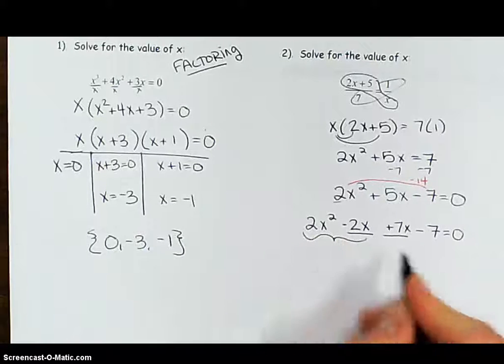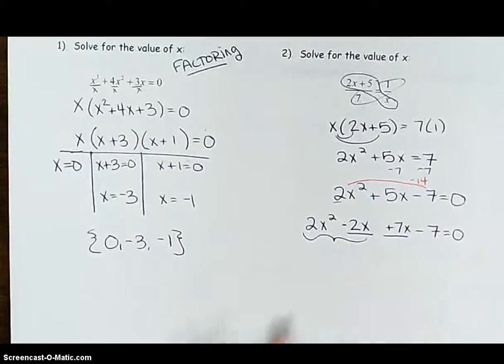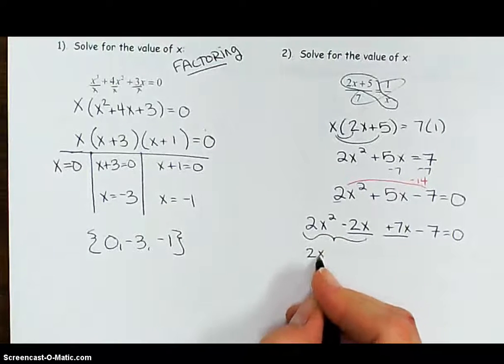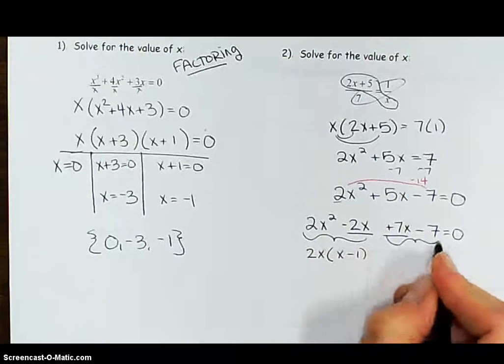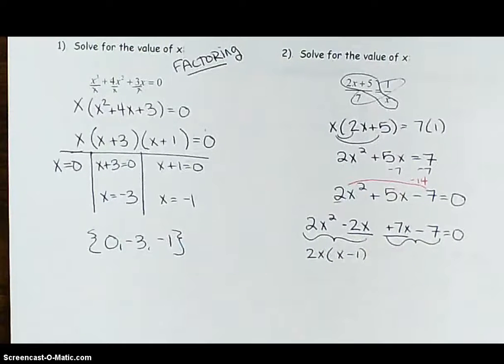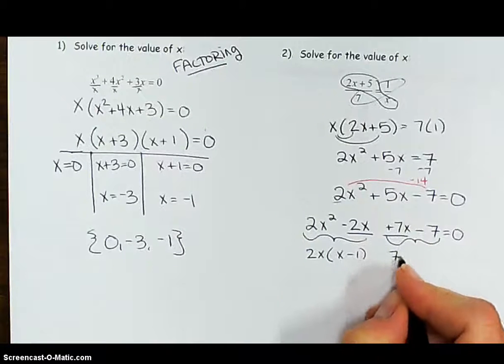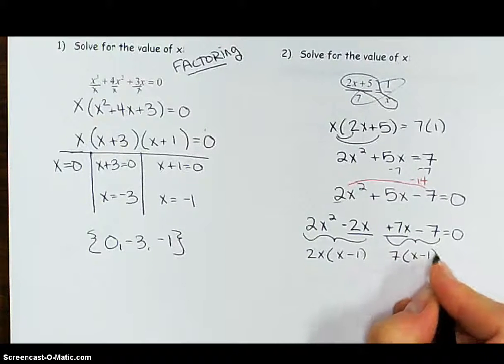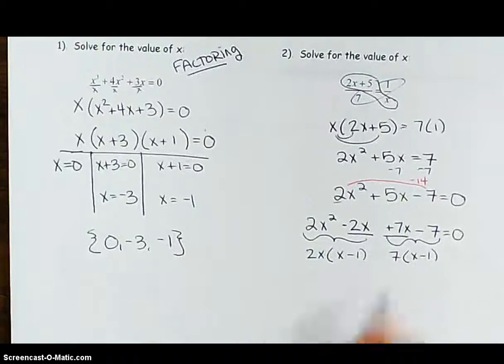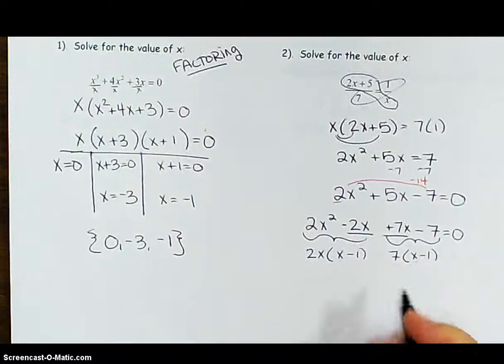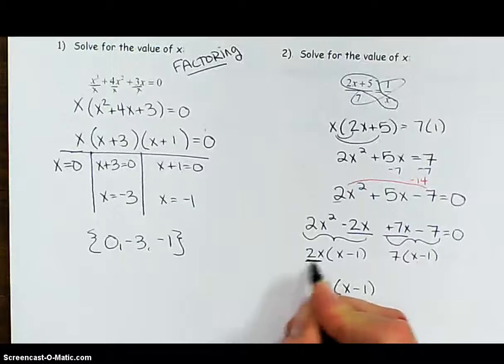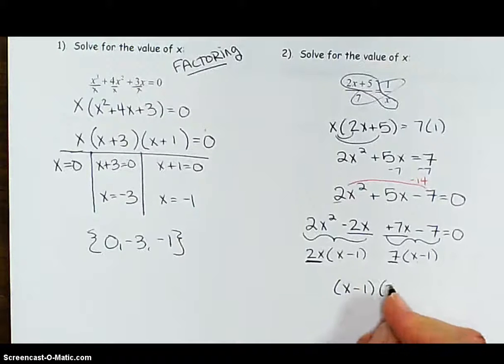Now we group together the first two and we do GCF. So the GCF here is 2x and then x minus 1. We go ahead and the GCF for the second two terms is a 7, and then we get x minus 1. Okay, so now we have to finish our factor by grouping. So x minus 1, those are the same, so that's our first factor. And then our second factor, we put the outsides into a set of parentheses.